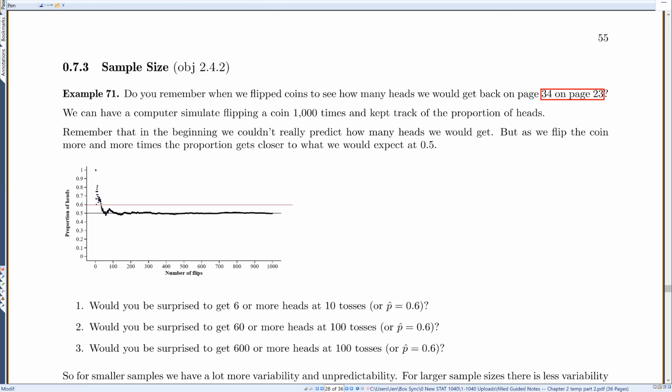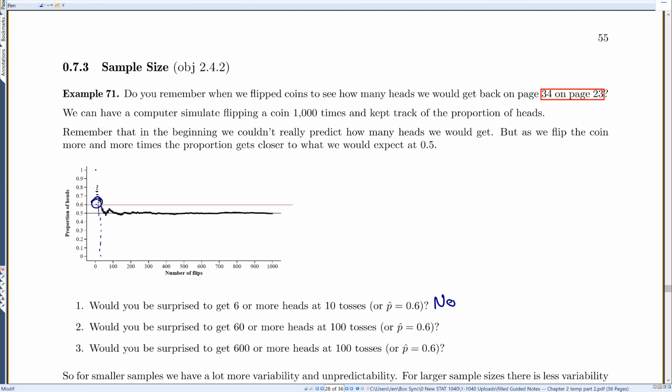Like the first time we flipped it, we got one head, and 1 out of 1 actually gave you a proportion of 1. Then we got some more tails and heads, and our proportions of heads just kind of goes all over until eventually we do it enough times so we even out at like 0.5. So I want to ask you, would you be surprised to get 6 or more heads at 10 tosses? Well, at 10 tosses, we're probably right about here. 6 or more heads, that would be a p hat equals 0.6. Are you really surprised to get something at like 0.6 right there at 10 tosses? I would say, no.